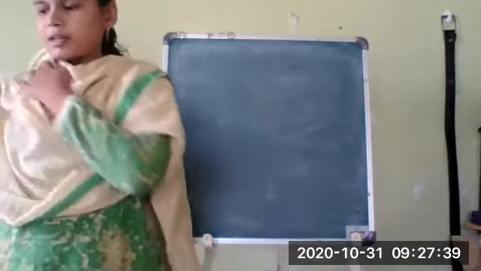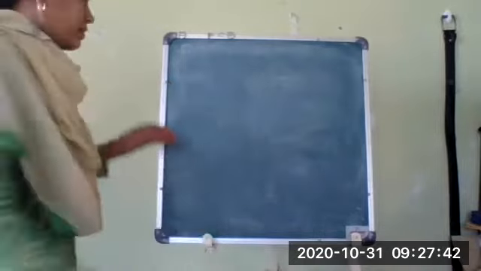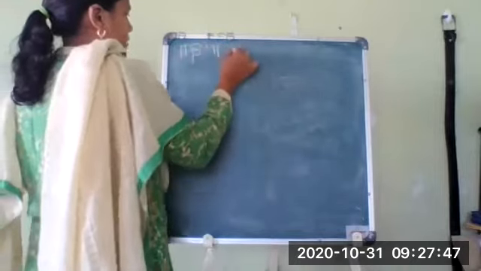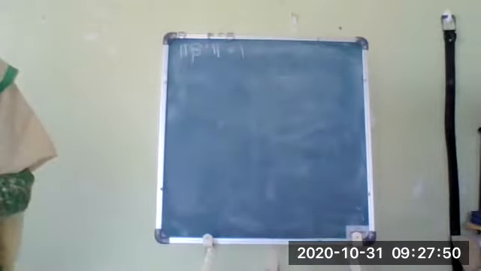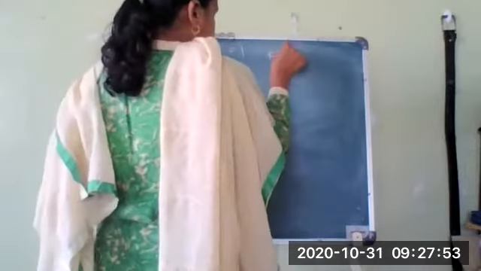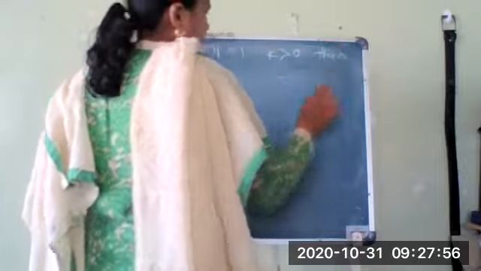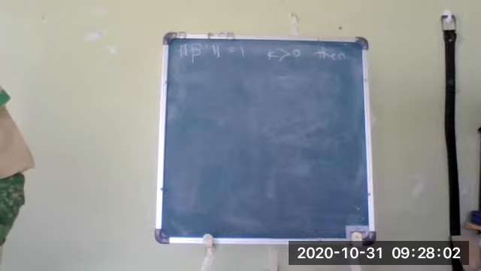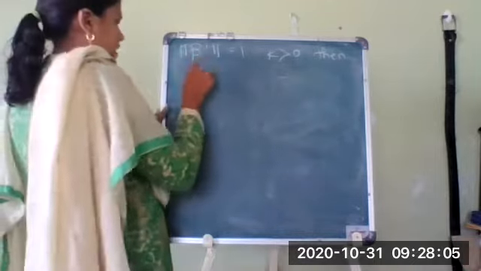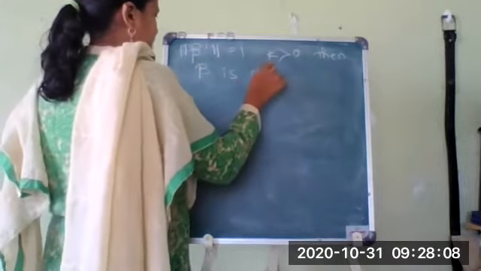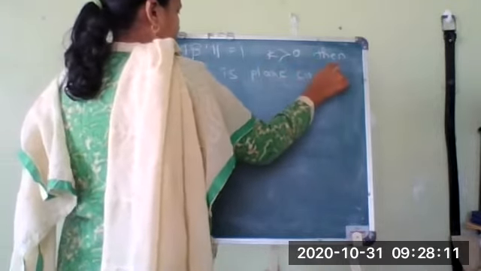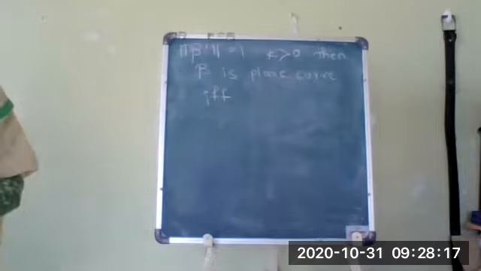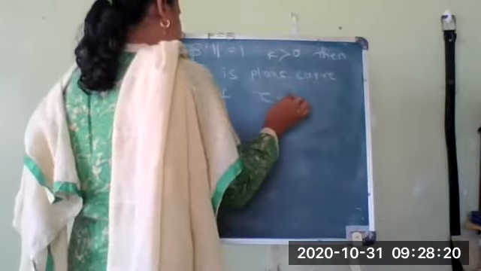If beta is a unit speed curve in E3 with k greater than 0, what is the statement of the theorem? If beta is a unit speed curve, what is the meaning of unit speed? The norm of beta dash should be equal to 1. With k greater than 0, then prove that beta is a plane curve if and only if tau is equal to 0.